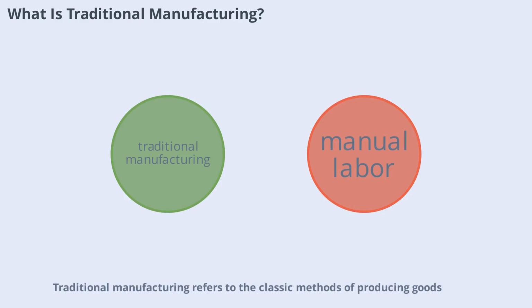Traditional manufacturing refers to the classic methods of producing goods, often relying on manual labor, mechanical tools, and established processes that have been refined over decades. Unlike modern automated systems, traditional manufacturing emphasizes hands-on craftsmanship and the use of machinery that may not be digitally controlled.